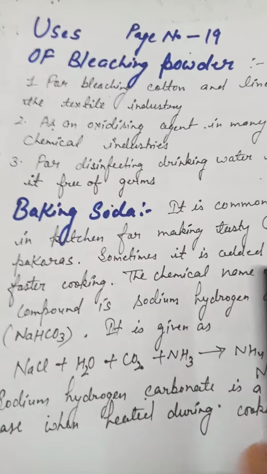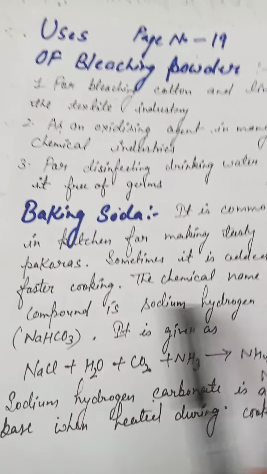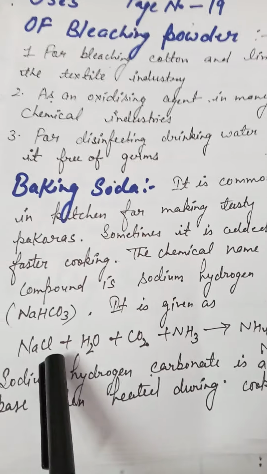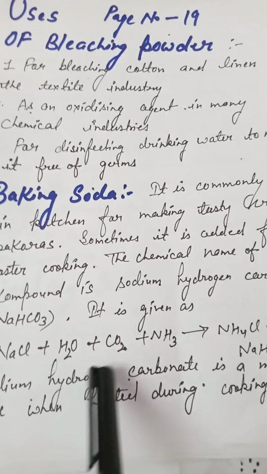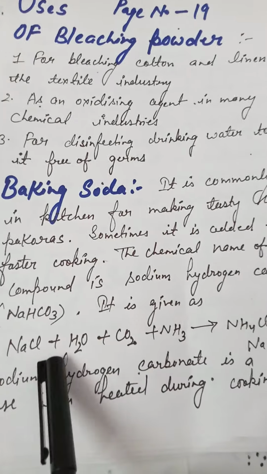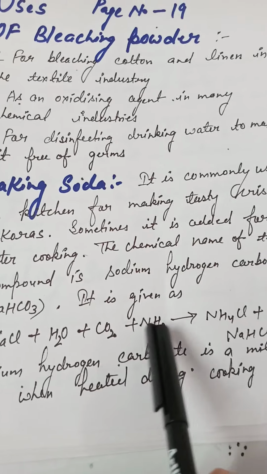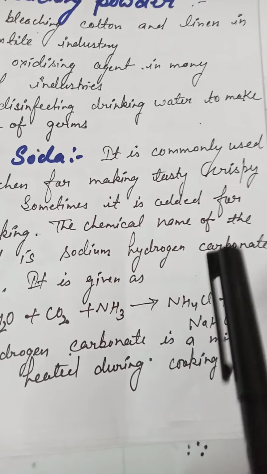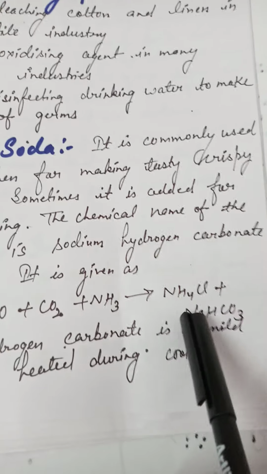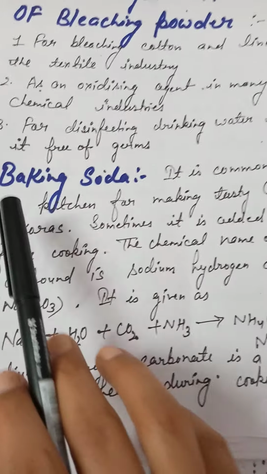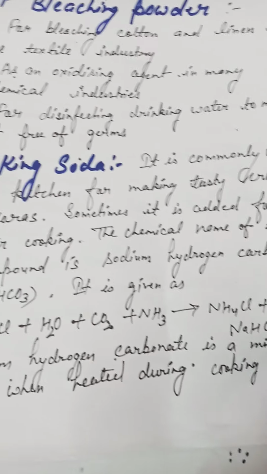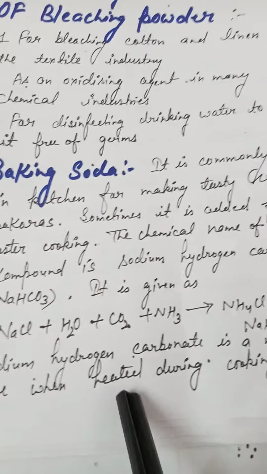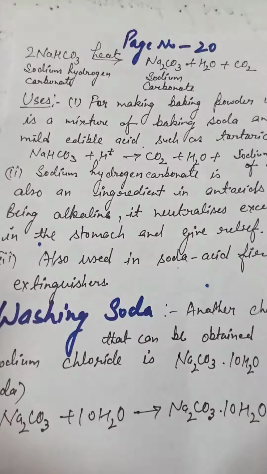The chemical name of the compound is sodium hydrogen carbonate and its formula is NaHCO3. It is made as follows: NaCl plus H2O plus CO2 plus NH3, these four reactants combine to form NH4Cl, that is ammonium chloride, with the formation of NaHCO3, that is baking soda or sodium hydrogen carbonate. Sodium hydrogen carbonate is a mild base which, when heated during cooking, reacts as given here.